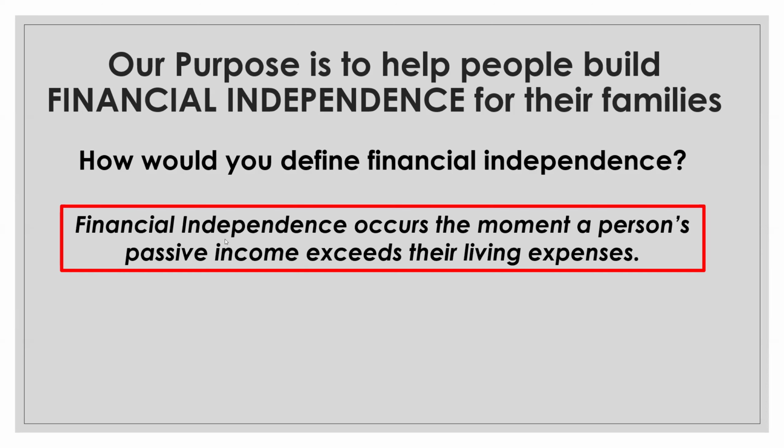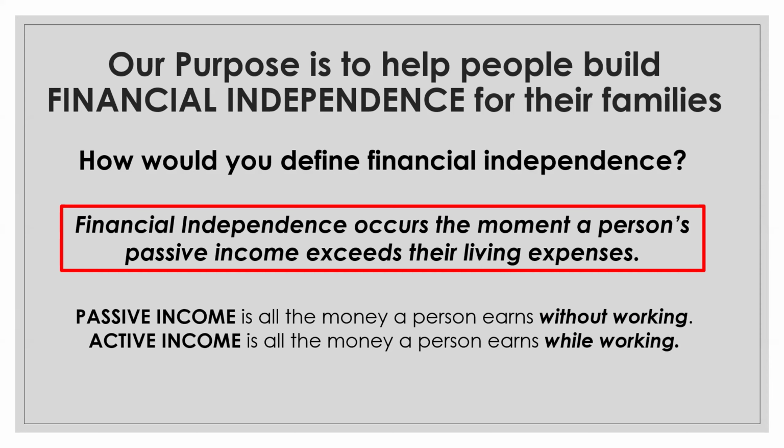The definition of financial independence is that it occurs the moment your passive income exceeds your living expenses. There are two ways you can make money here in America: you can make money actively by working for it, or you can make money passively without working for it. Once you make enough money passively to cover all of your bills and living expenses, essentially it means that you could retire. If you want to work, you can. If you don't want to, you don't have to. You have the freedom of time to do whatever you want to do. Does it make sense?